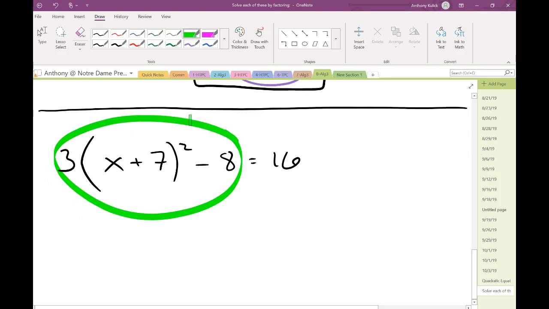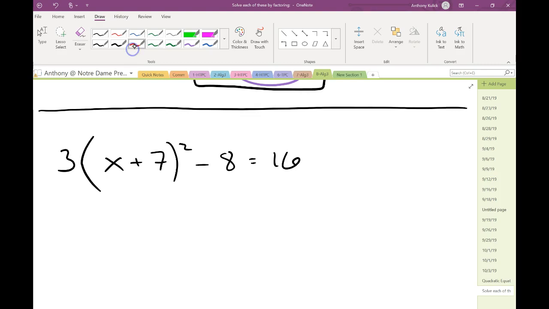If I look at this left-hand side, do you see more than one kind of x? No, I just see one kind of x, right? I don't have both x's and x squareds. So I should be able to use direct solving on this. Okay. So what should I do as my first step?